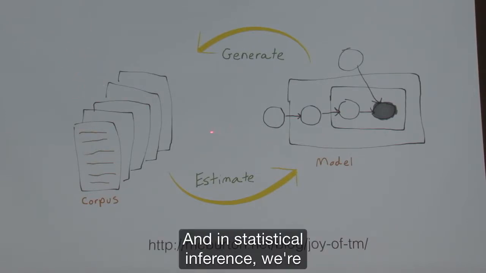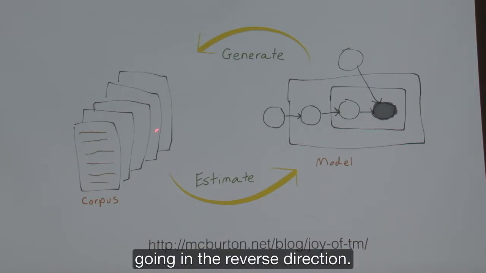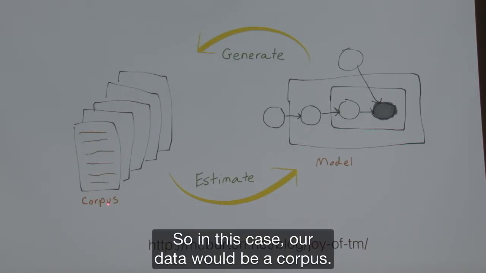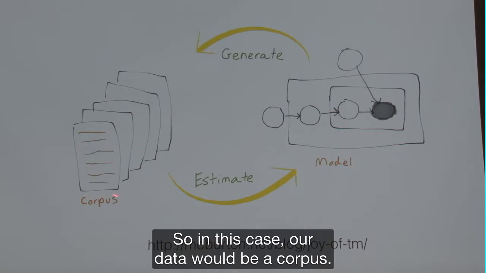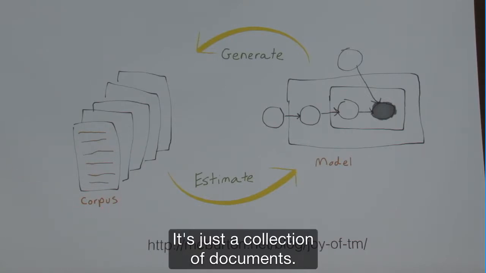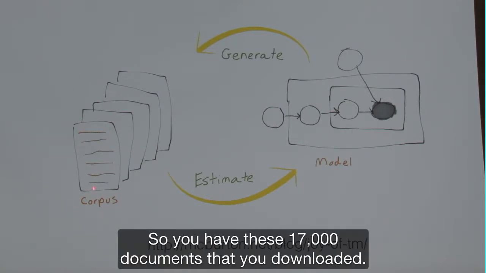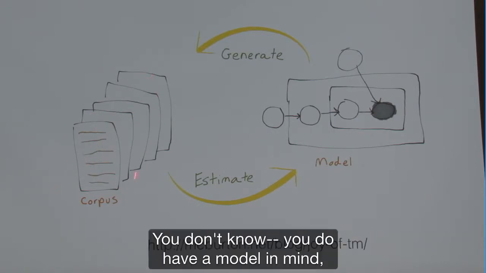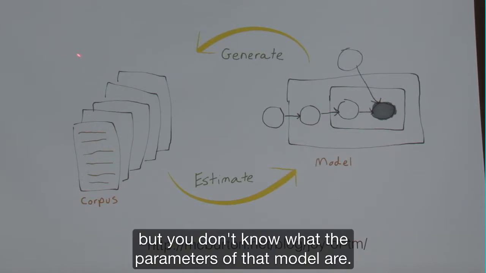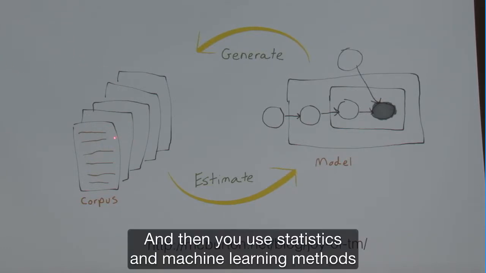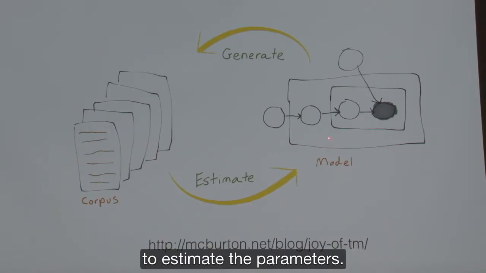And in statistical inference, we're going in the reverse direction. We have data. So in this case, our data would be a corpus. It's just a collection of documents, right? So you have these 17,000 documents that you downloaded. That's your data. You do have a model in mind, but you don't know what the parameters of that model are, okay? And then you use statistics and machine learning methods to estimate the parameters.